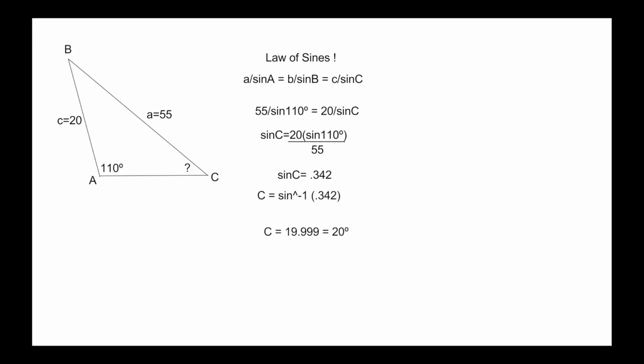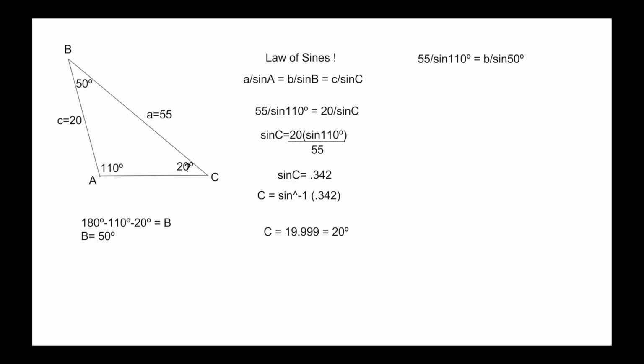Then I need to take the inverse sine of both sides. Alright, I did that, and it's going to give us C equals 20. Then we're just going to find our value of angle B by subtracting: 180 minus 110 minus 20 gives us 50. Then all we need to do is find our value for side B, which we're also going to do by the law of sines.